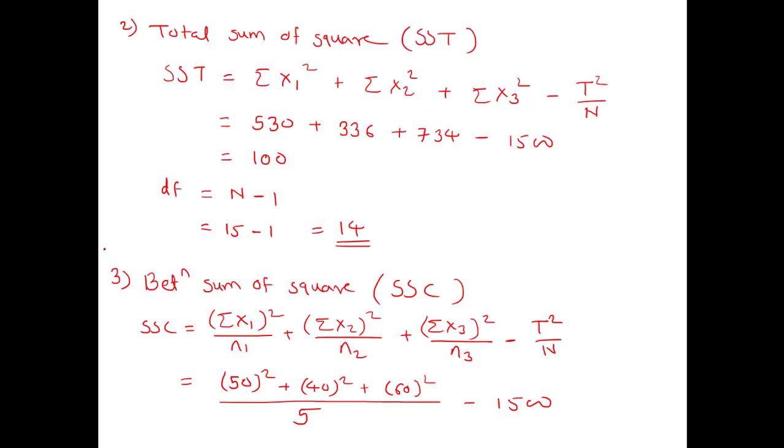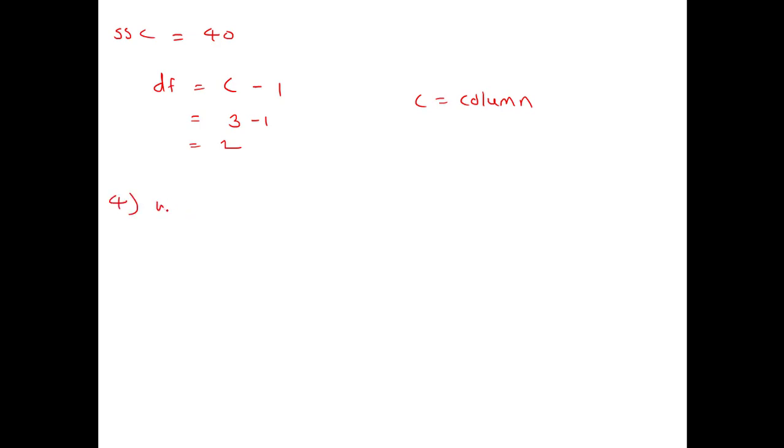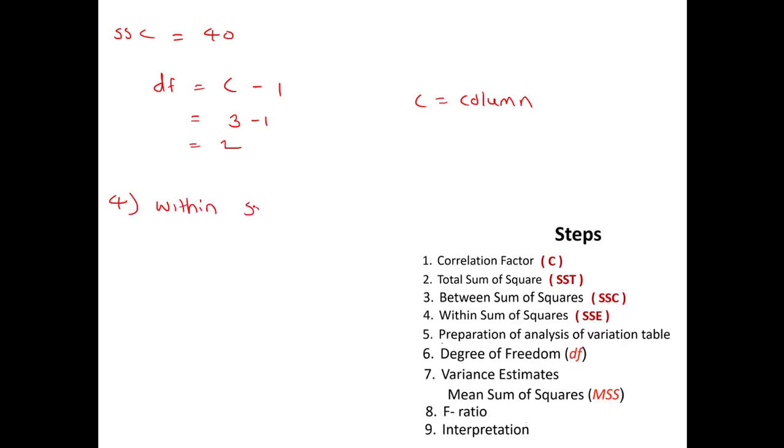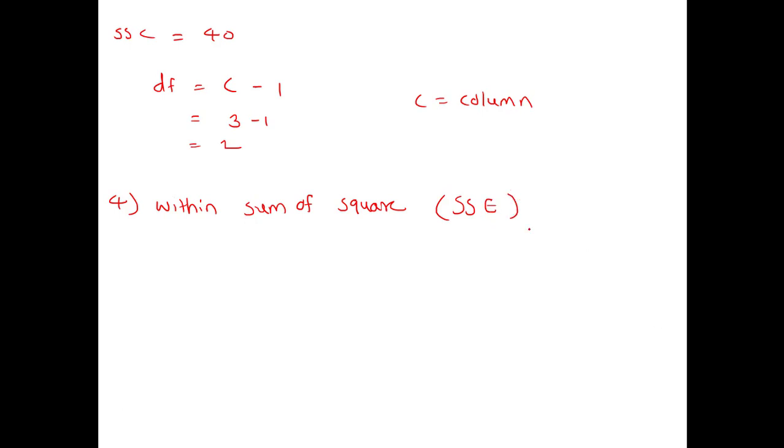Next step, within sum of square. This is also called as within sum of error. So that's why this is SSE. E is for error. So this SSE is SST minus SSC. So how we can get this?